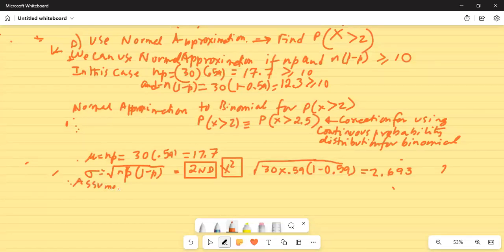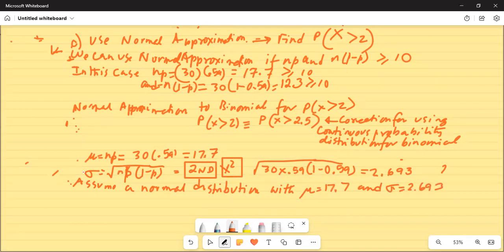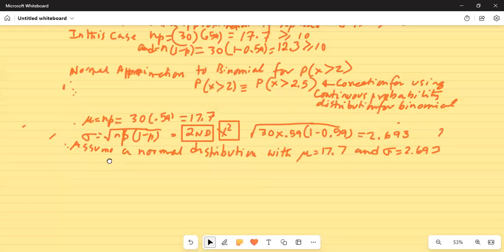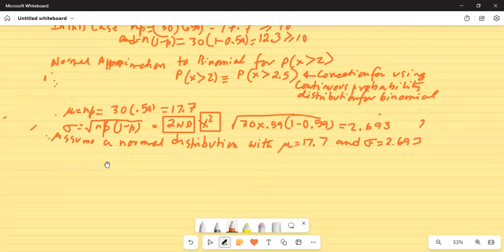Okay. So we assume a normal distribution with mu equal to 17.7 and sigma equal to 2.693. So if I create some more space, the probability of x greater than 2.